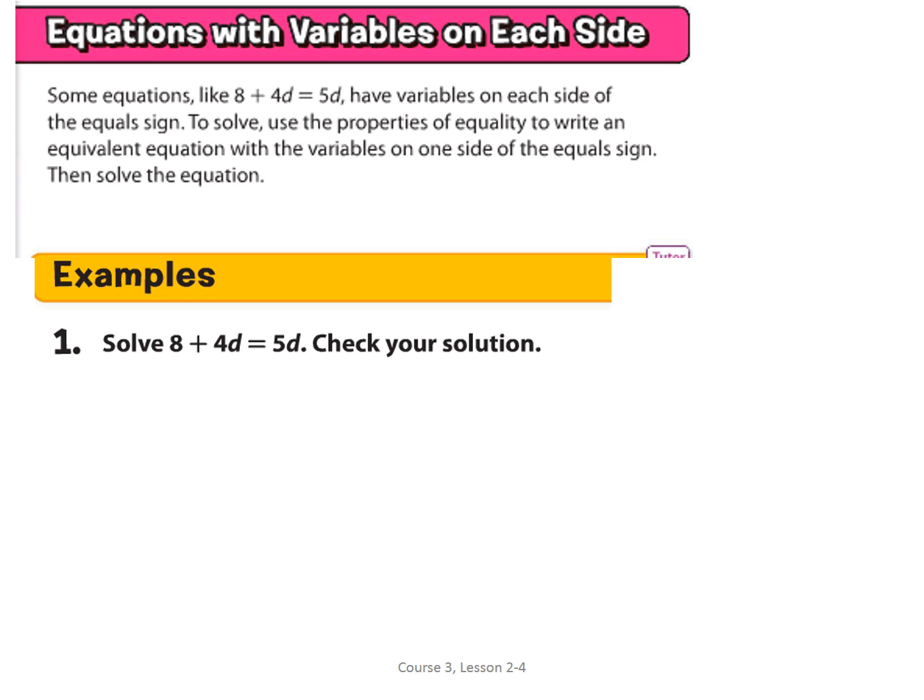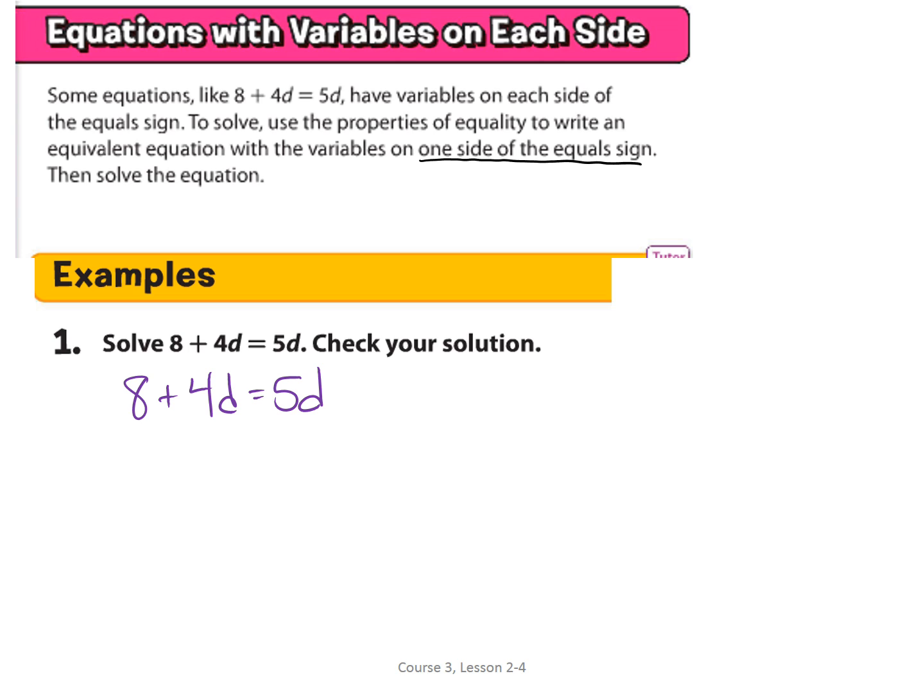Some equations like 8 plus 4 times d equals 5 times d have variables on each side of the equal sign. To solve, use the properties of equality to write an equivalent equation with the variables on one side of the equal sign. Then solve the equation. So here's that problem: 8 plus 4d equals 5d.